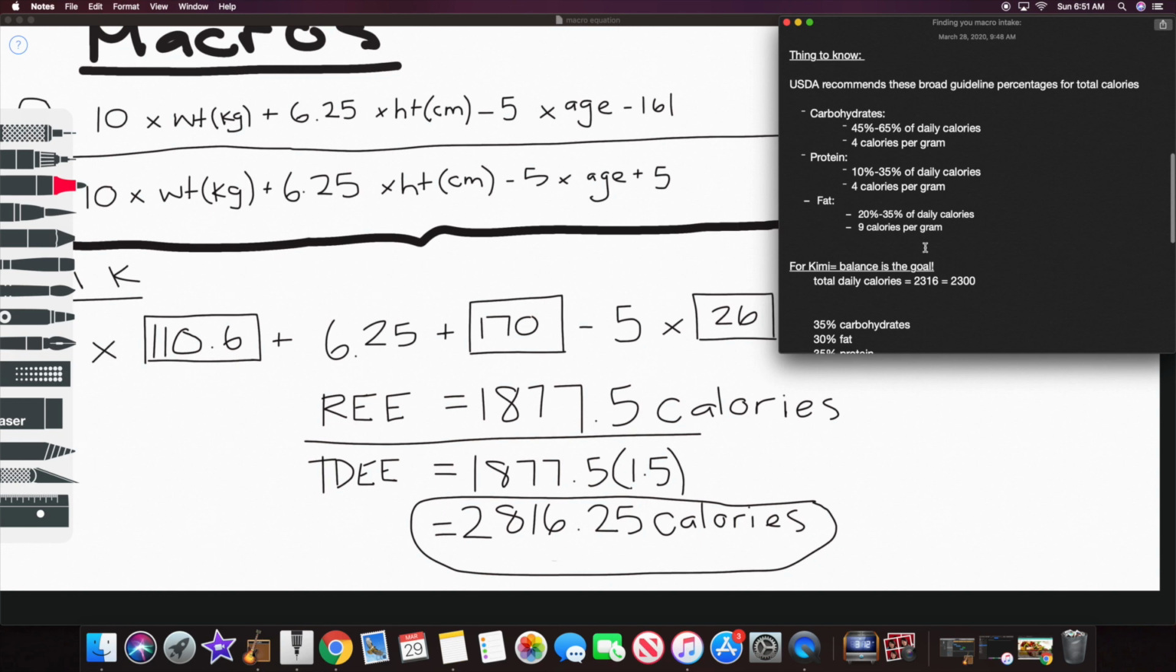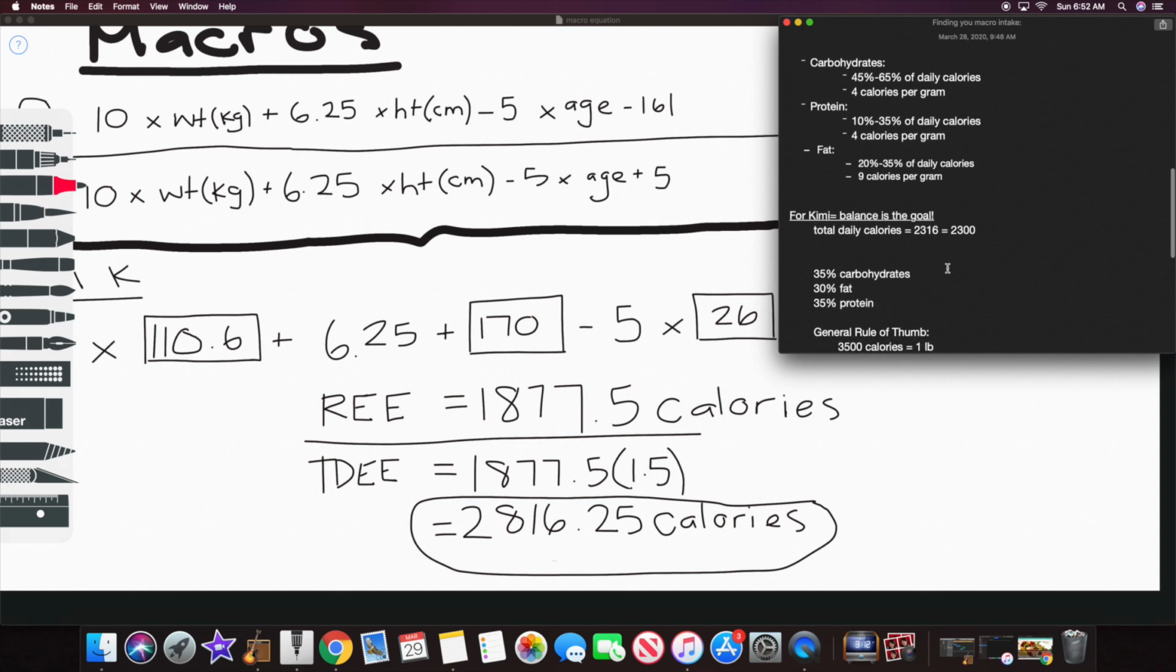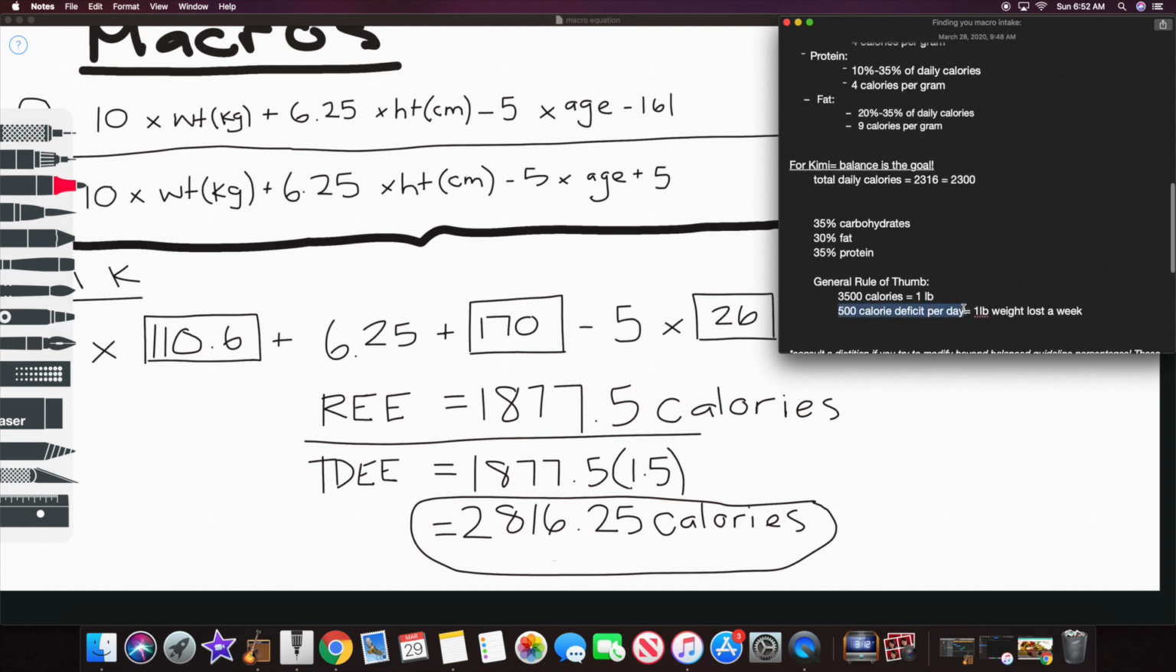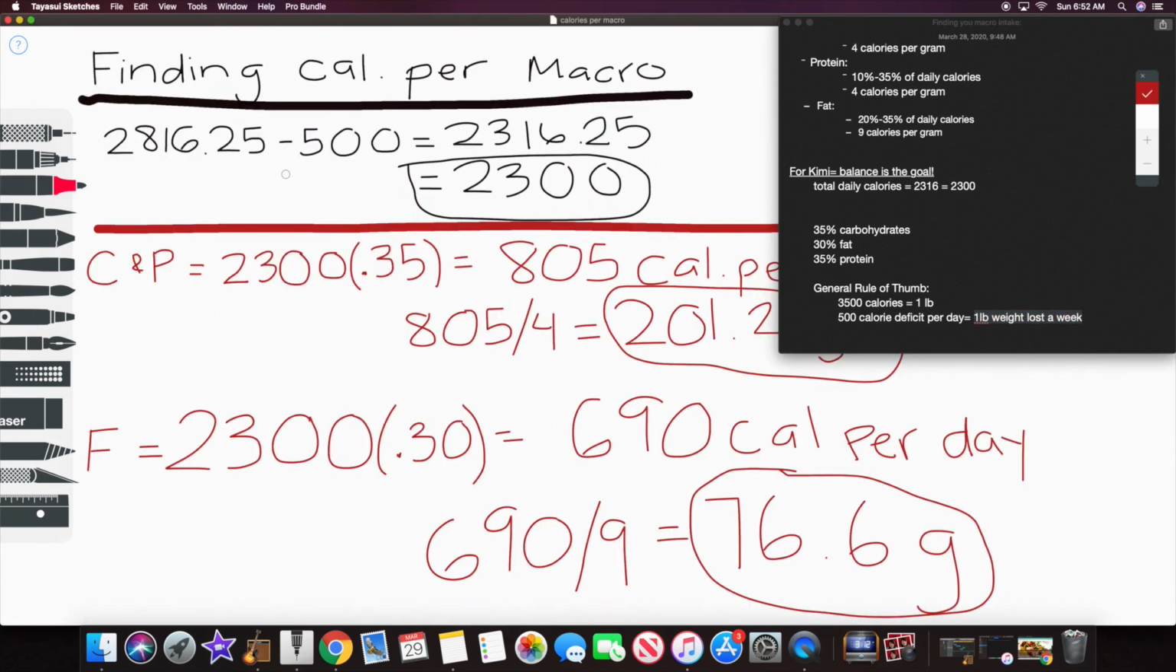But we know the only way to lose weight is to have a caloric deficit. So I have to consume less or work off an amount of calories that will equate to less than 2,816. The general rule of thumb when it comes to weight loss is a 500 calorie deficit per day, because that's going to equal a 1 pound weight loss a week. All right, you guys. So now we're going to be calculating calories per macro.